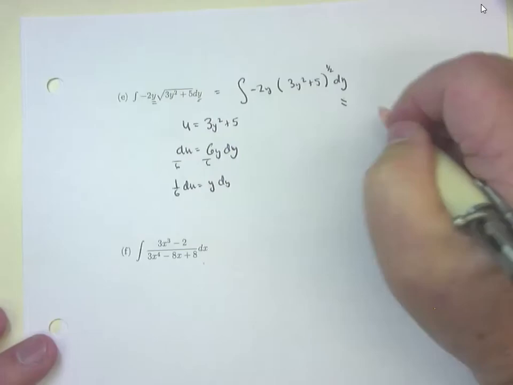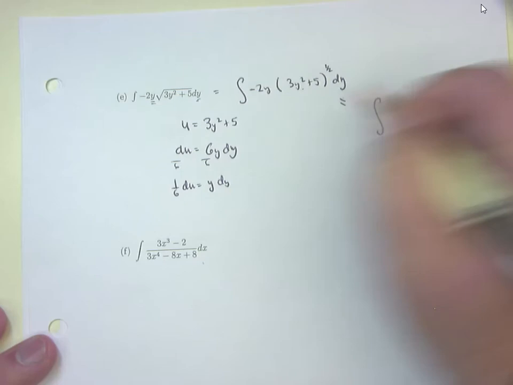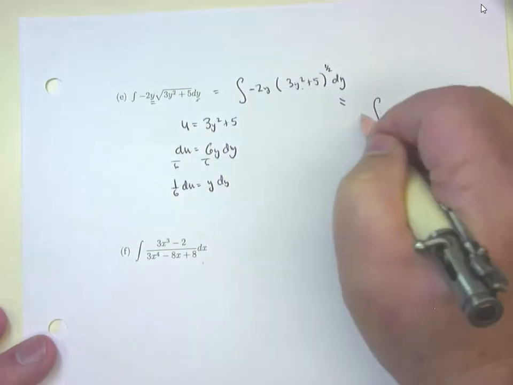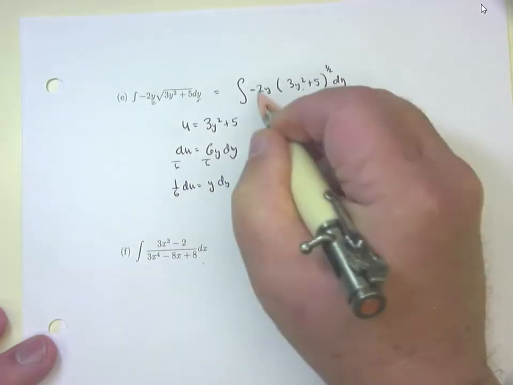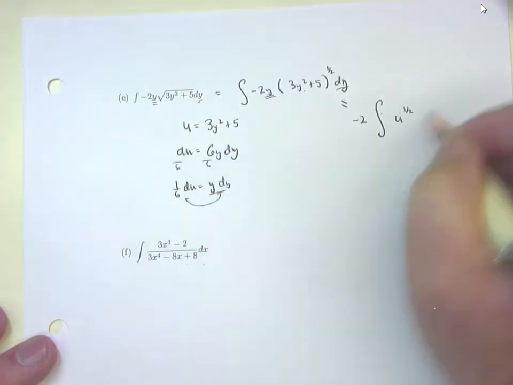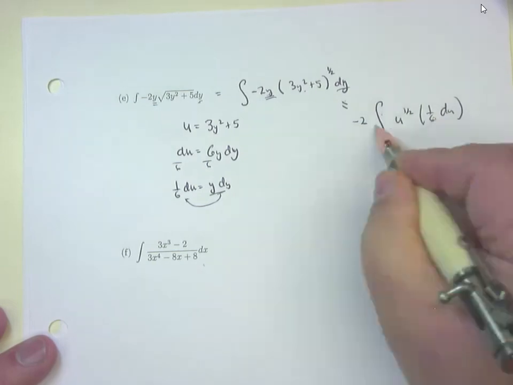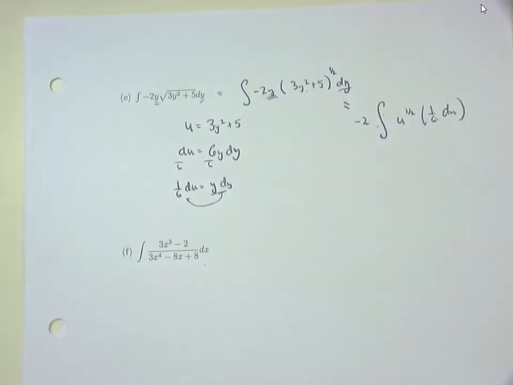So this becomes the integral of u to the 1/2. Negative 2 is a constant. You can pull him out front, just hold him over. The y dy gets replaced with a 1/6 du. Now I'm going to put my two constants together that are being multiplied. What is negative 2 times a sixth? Negative 2 times 1/6 is what?